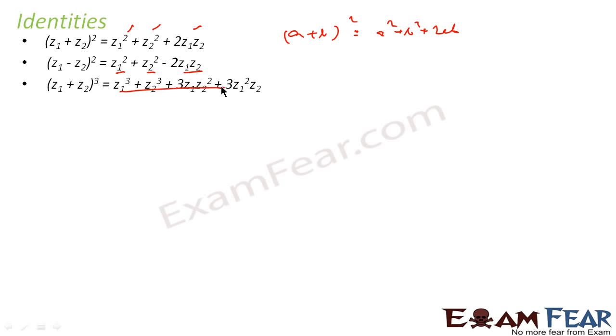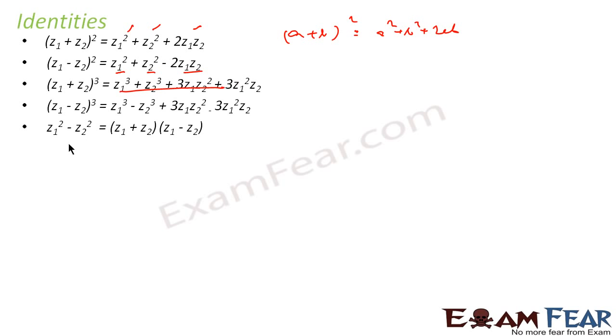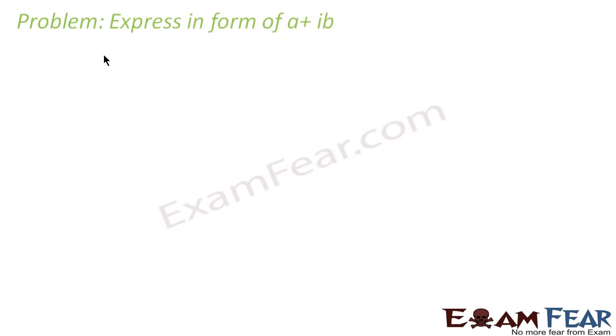z1 plus z2 whole cube is equal to z1 cube plus z2 cube plus 3 z1 z2 square plus 3 z1 square z2. Similarly for z1 minus z2 whole cube, the same formula which we have for normal numbers. And z1 square minus z2 square is equal to z1 plus z2 into z1 minus z2. So we see that the formulas are the same. In case of a square minus b square also, you have a plus b into a minus b, if a and b are normal real numbers. In case of z1 and z2 also, we have the same formulas. So all the formulas are the same.